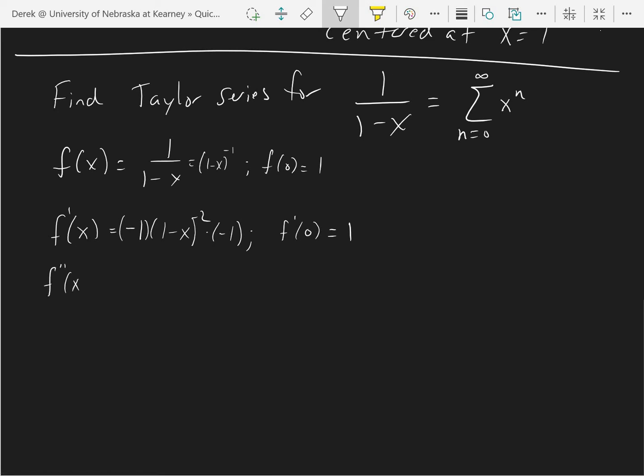F double prime at x. Well, I'd bring that negative 2 down, and I have 1 minus x to the negative third, but I have to multiply by a negative 1. So I get a negative sign from the exponent every time I take a derivative, and I get another negative sign from the chain rule every time I take a derivative. I just get to multiply by that exponent in absolute value each time. This is going to be 2. The third derivative at x is going to be 3 times 2 times 1 minus x to the negative fourth. This should be a 3 up here, shouldn't it?